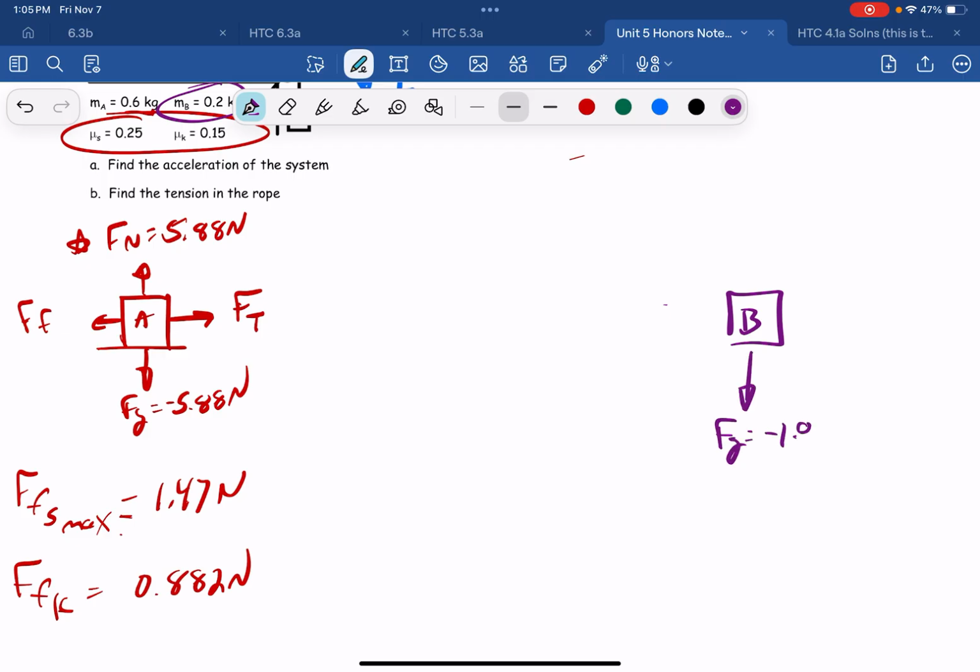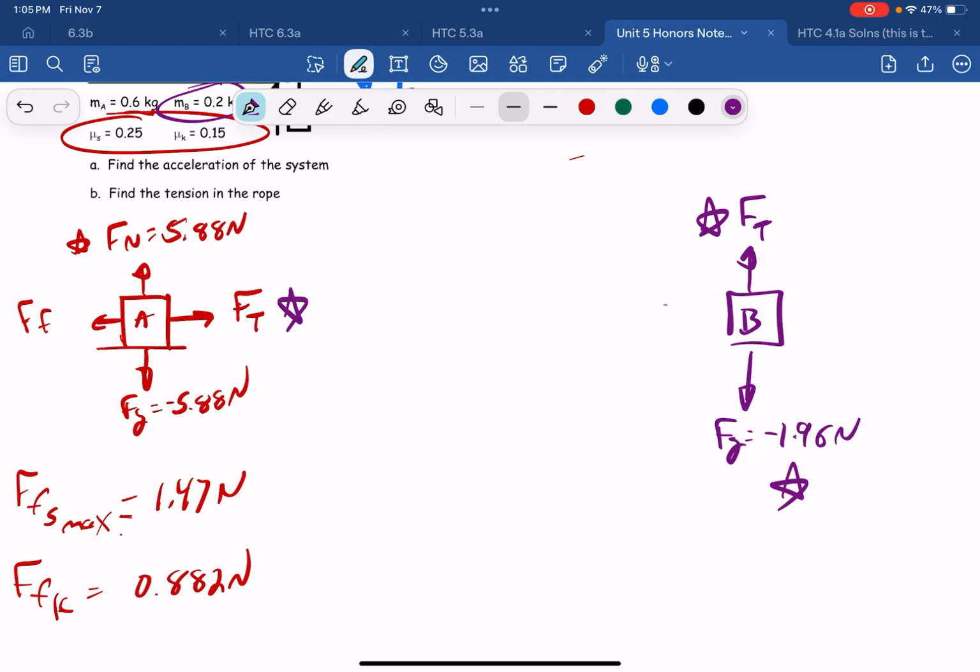It's going to be negative 1.96 newtons. And then we've got tension holding it up. Now, this is super important. This tension only equals the force of gravity if the object isn't moving. And remember, both of our tension forces are equal.